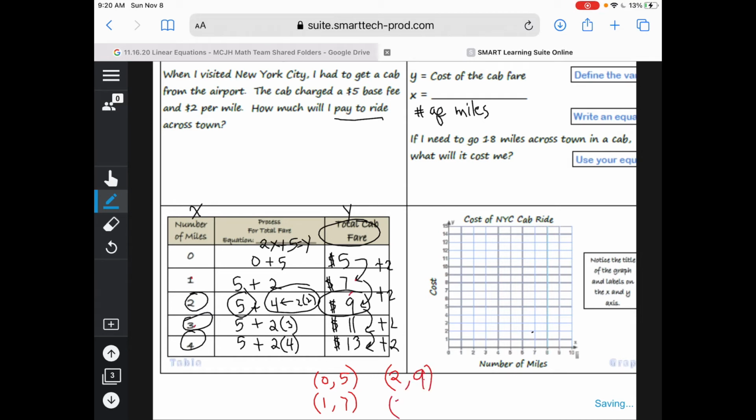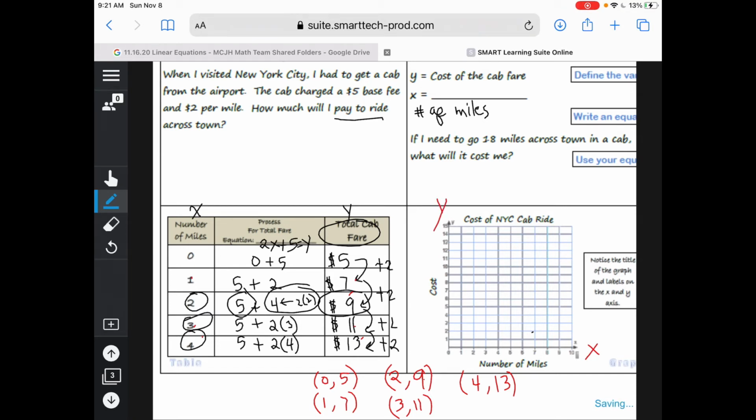For 3, our x was 3, and our y was 11. And lastly, our x was 4, and our y was 13. So these are our coordinate points that we need to plot. We know that we go on x first. So the x-axis is here on the bottom, and the y-axis is the one that goes up and down.